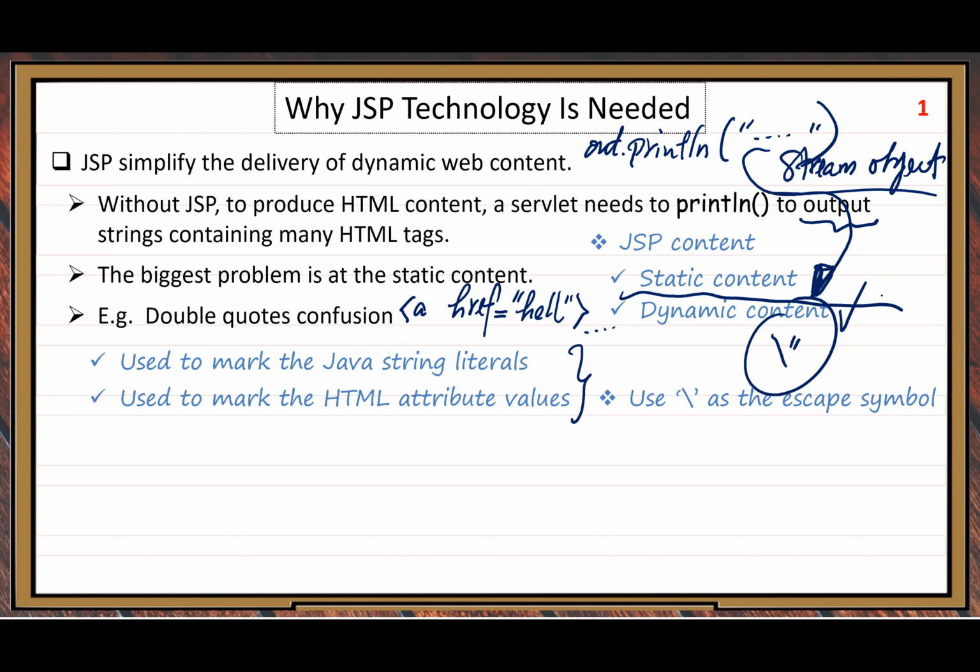They complain a lot. That's the reason that after 2 or 3 years, this JSP technology had to be created. Otherwise, people hate this technology. But after JSP technology was created, then Java programmers were really happy about it.